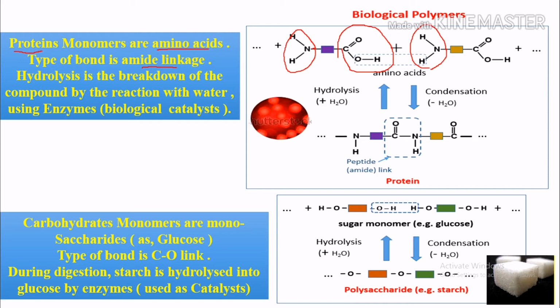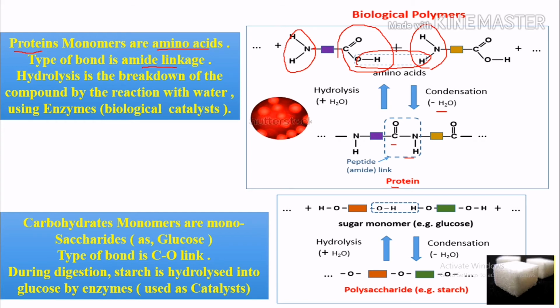By making a condensation reaction, we will remove one molecule of water, minus H2O. By removing one molecule of water, we will have the amide linkage. Amide linkage: C double bond O N H. It is known as the peptide linkage, used for making proteins. So it is the structure of proteins.